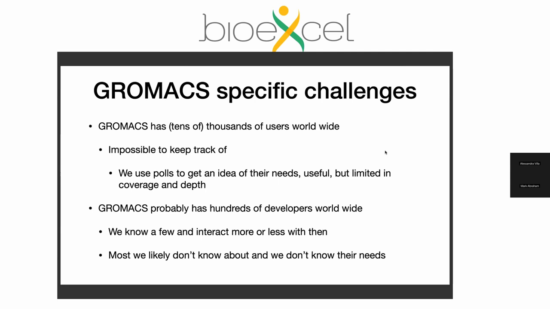Now and then I meet people who say, I have code for Gromacs, but they just use it themselves or in their group. So most likely we don't know about most of the developers, and we don't know what their needs are either. So this is a challenge in such an open source project, that it's difficult to see what the needs of the community are. We know the needs of the people we talk to, but we don't know the needs of the people we don't talk to.